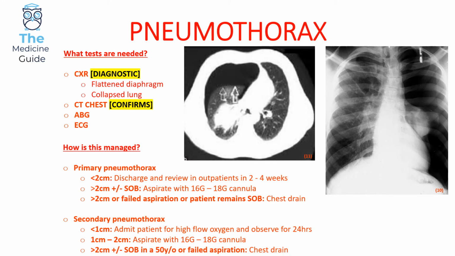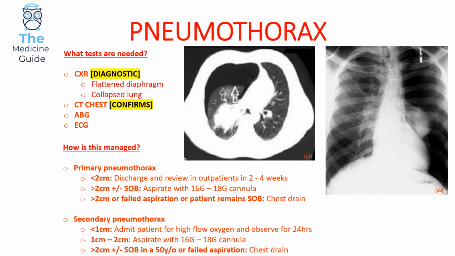Now the management of a pneumothorax is something that's high yield and crops up time and time again in medical school final exams. If they've got a primary pneumothorax which is less than 2 centimetres, we need to discharge the patients and review them in outpatients 2 to 4 weeks later. If the pneumothorax is more than 2 centimetres and or the patient is short of breath, we aspirate it. If the pneumothorax is more than 2 centimetres or the aspiration has failed or the patient still remains short of breath, we need to insert a chest drain.